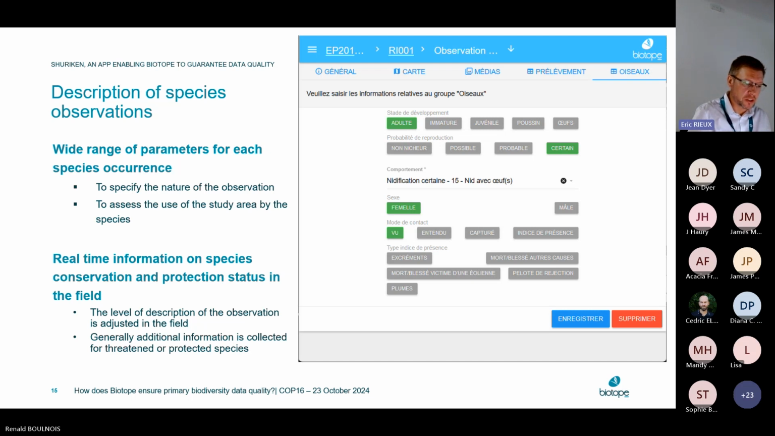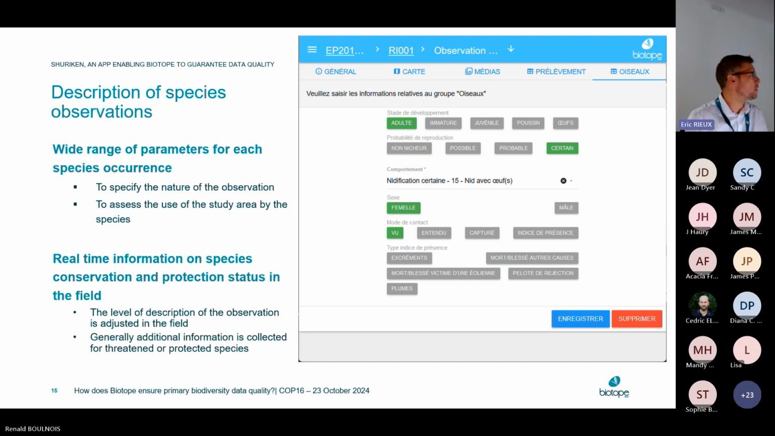It is a bird species observation. The first row shows, let me check with my laser. Yes, the first row shows the age of the individual that has been observed. This is an adult. The second row is a standardized level in terms of probability of breeding in the area surveyed. In that case, we are certain that the species is breeding. The other categories are non-breeding, possible breeder, likely breeder, probable breeder, and a certain breeder. We can check if it's a female or male, as an example.